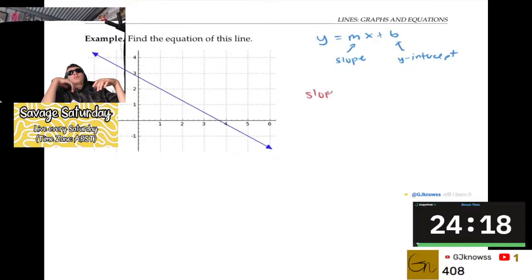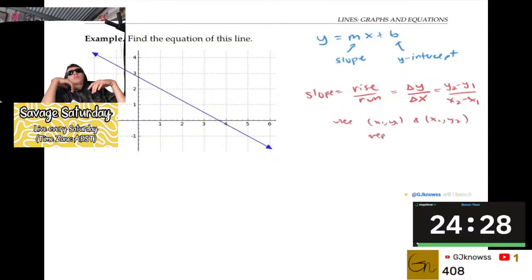The slope is equal to the rise over the run, or sometimes this is written as the change in y values over the change in x values. Or in other words, y2 minus y1 over x2 minus x1, where x1, y1 and x2, y2 are points on the line. While we could use any 2 points on the line to find the slope, it's convenient to use points where the x and y coordinates are integers, that is, points where the line passes through grid points.